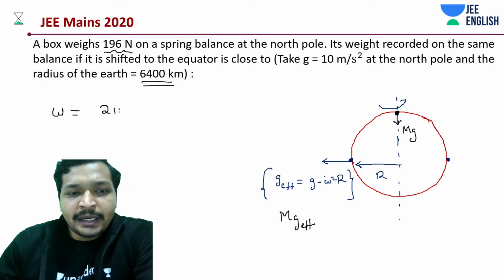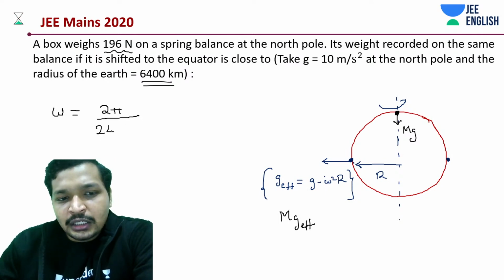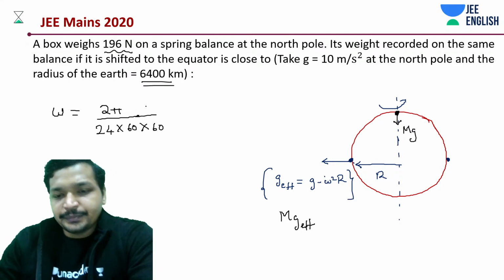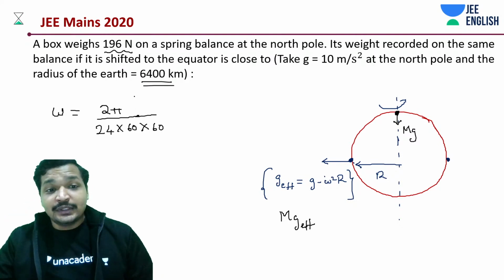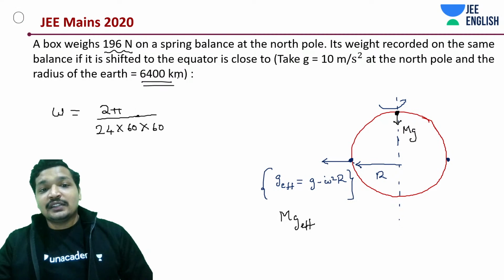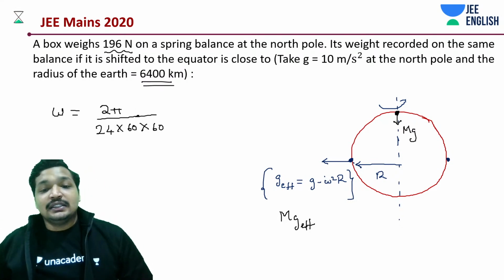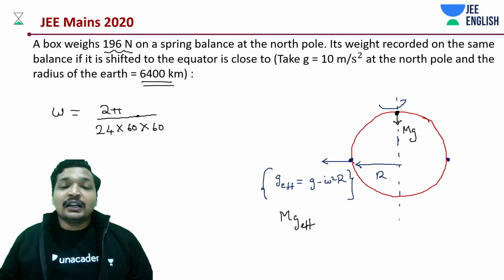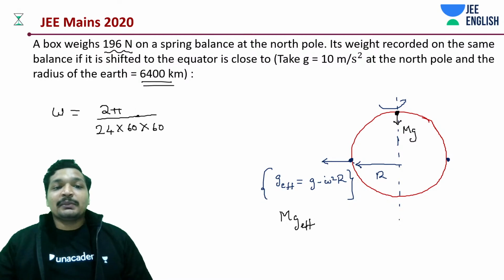So 2 pi by time period. What is the time period of rotation of Earth? 24 hours into 60 minutes into 60 seconds. That's it. You substitute this value, you multiply it with R, which is like 6400 into 10 to the power 3, and you will get the answer. You'll get first of all omega square R. You need to subtract that from 10 and then multiply it with the mass.